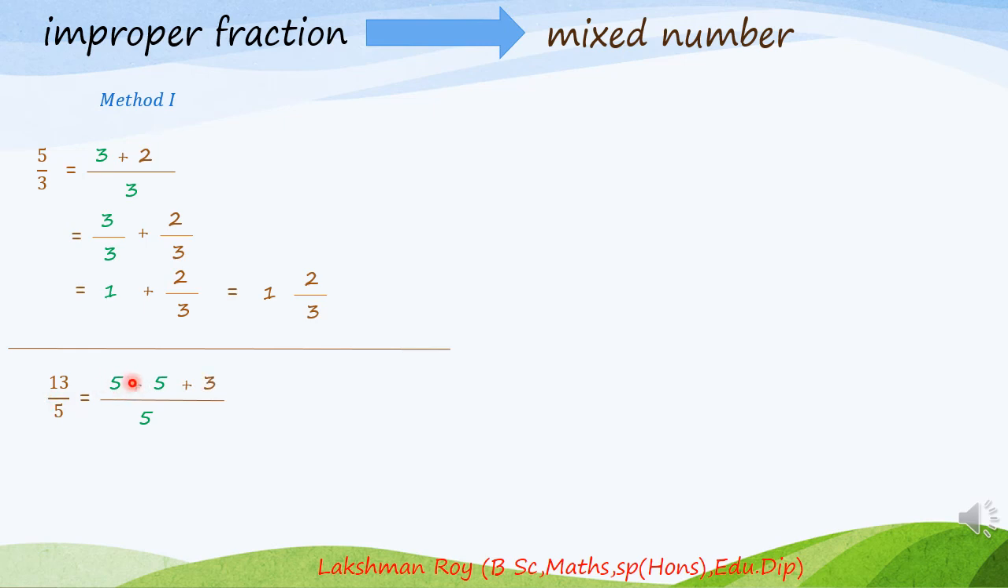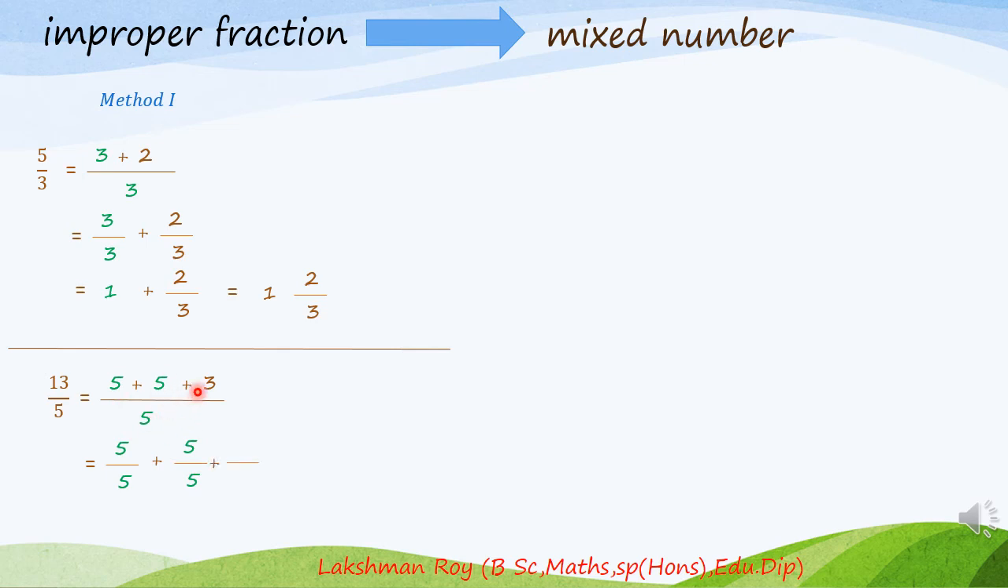Here see, 3 plus 2, this is 5, right? So here use the denominator. Now here there are 3 numbers, so you have to write 3 fractions. Why? This 5 divided by 5, this 5 divided by 5, and this 3 divided by 5. So those are the 3 fractions we are going to write.